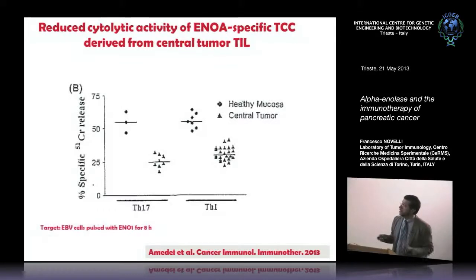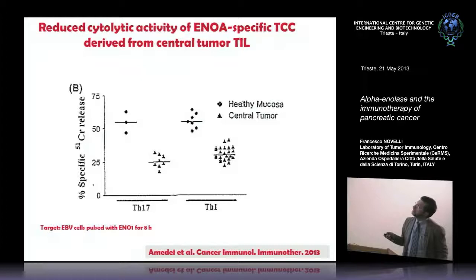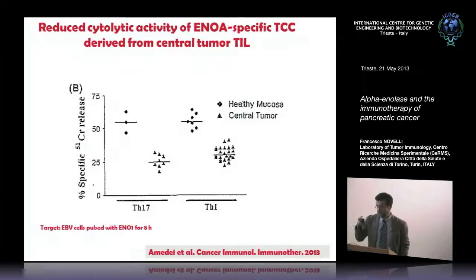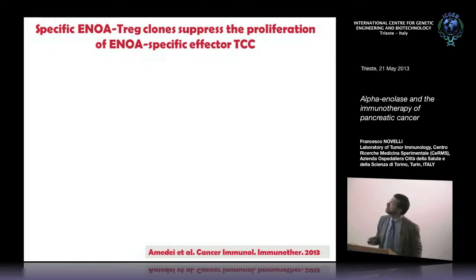What is very interesting was that when we look at the cytolytic activity of the Th17 and Th1 clones via a specific chromium release assay, we observe that those clones that were from healthy mucosa were very able to kill target cells that were pulsed with alpha-enolase. But when we took the central tumor clones, their cytolytic ability was strongly reduced, indicating that in the central area there are cells that block the cytolytic activity of the Th1 and Th17 cells.